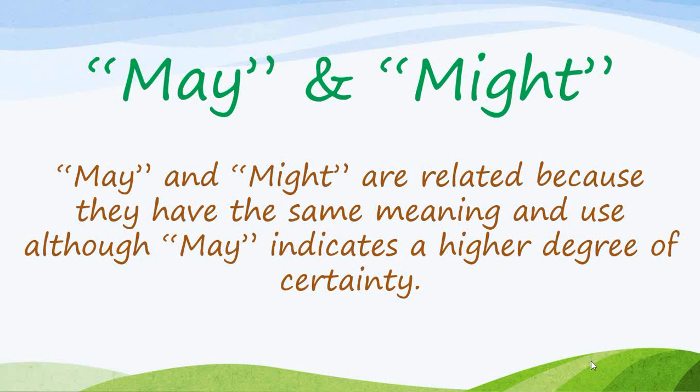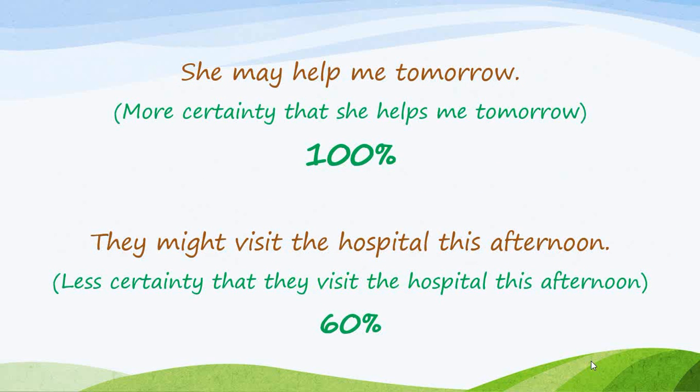May and might are related because they have the same meaning and use, although may indicates a higher degree of certainty, a superior degree of certainty. Here we have an example of the percentages of possibility of certainty that may and might express.